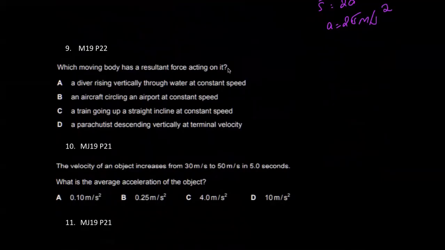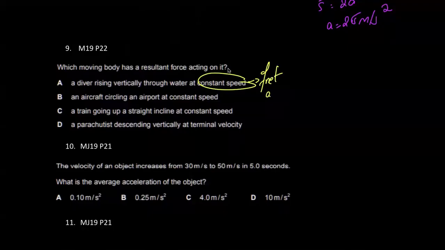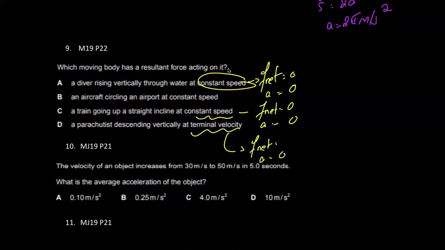A driver rising vertically through water at constant speed. If something is at constant speed, F net is 0. That means no acceleration. Constant speed, I do not even need to read the question. A, and terminal velocity, again F net is equal to 0 and acceleration is also equal to 0. So the answer is going to be an aircraft circling an airport at constant speed.